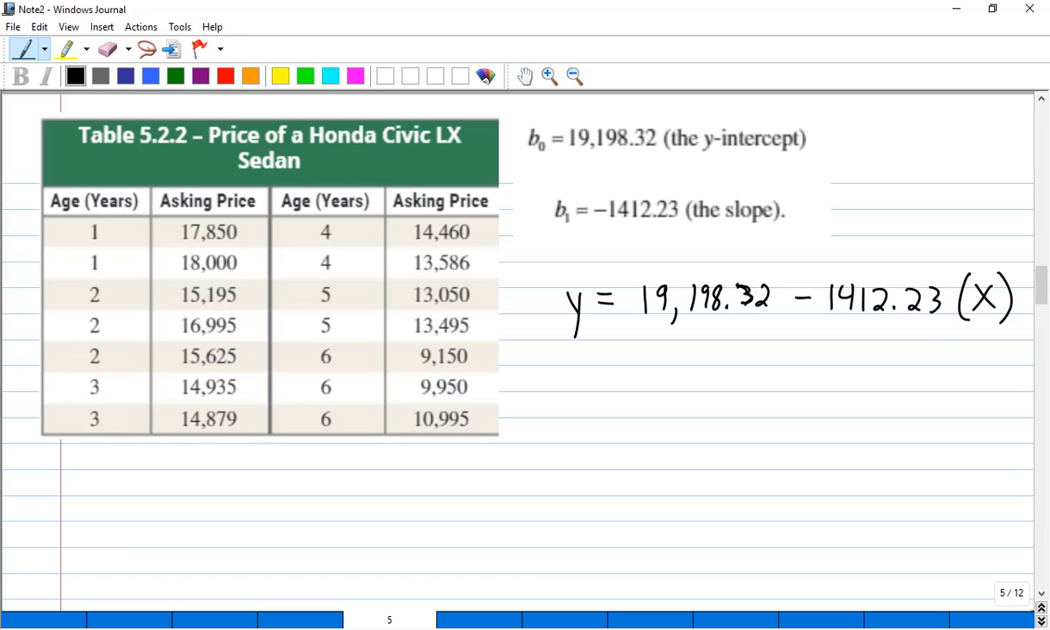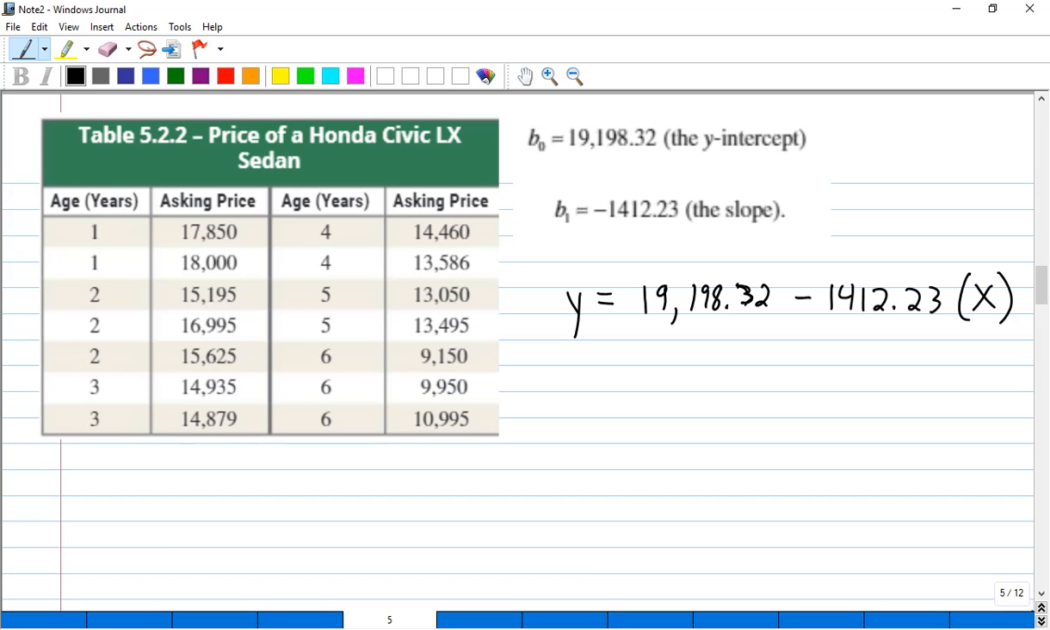Now this gives us predictions. This doesn't give us actual values. If I plug a 6 into this, I'm not going to get one of those numbers from the table. The numbers from the table are the observed values. The numbers that we get out of the formula, those are the predicted values.